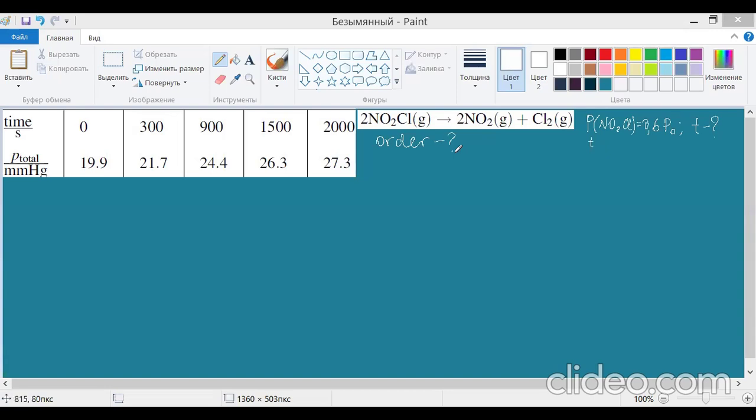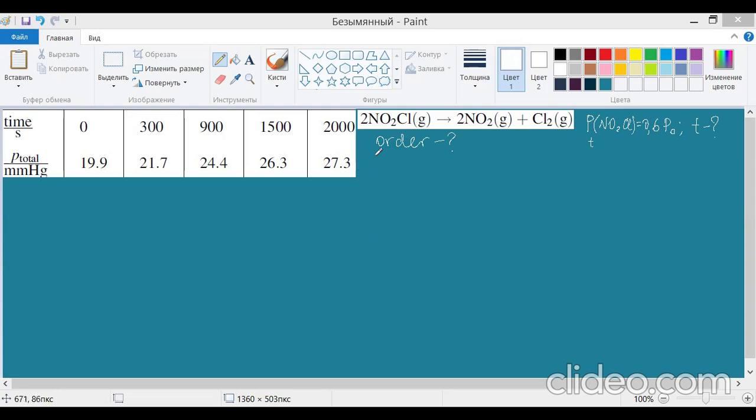when the partial pressure of the reagent falls by 60% of the initial pressure. As you can see, the initial pressure is equal to 90.9 torr. Okay, let's start from determining the order.